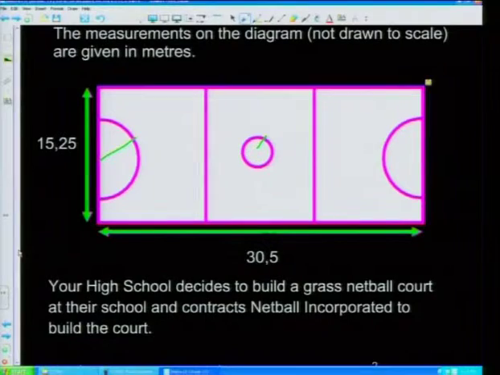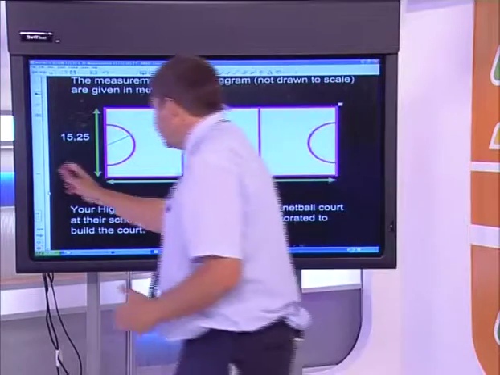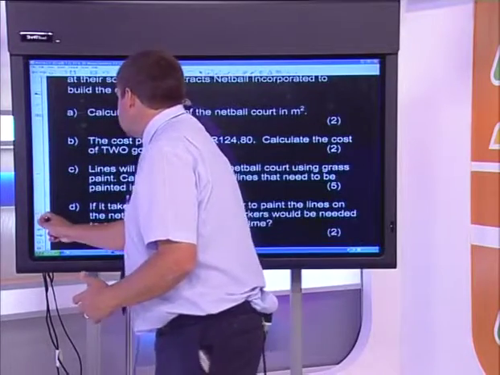Your high school decides to build a grass netball court at their school and contracts Netball Incorporated to build the court. Okay, that's important. They've got a good company, it's called Netball Incorporated, because they're building a netball court. It would be silly if they went for Rugby Incorporated to build a netball court. It just wouldn't be the same. All right, so now, what are the questions?